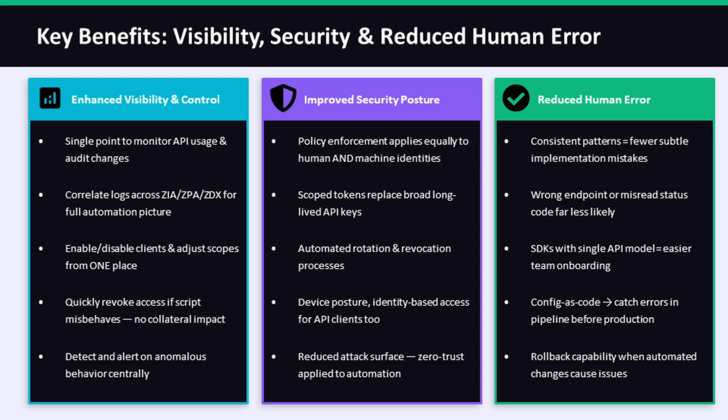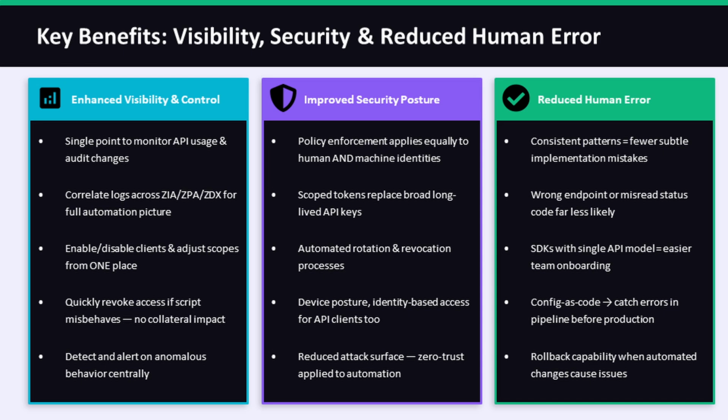Improved security posture. The framework applies the same security rigor to machine identities that Zero Trust applies to human users. Explicit entitlements, continuous verification, and minimal privilege. Scoped short-lived tokens replace broad, long-lived API keys. When combined with automated rotation and revocation processes, this dramatically reduces the credential exposure window.